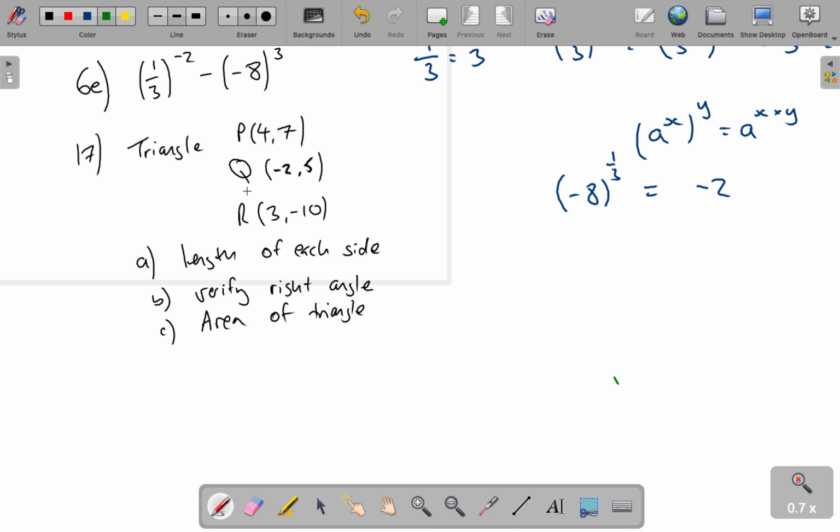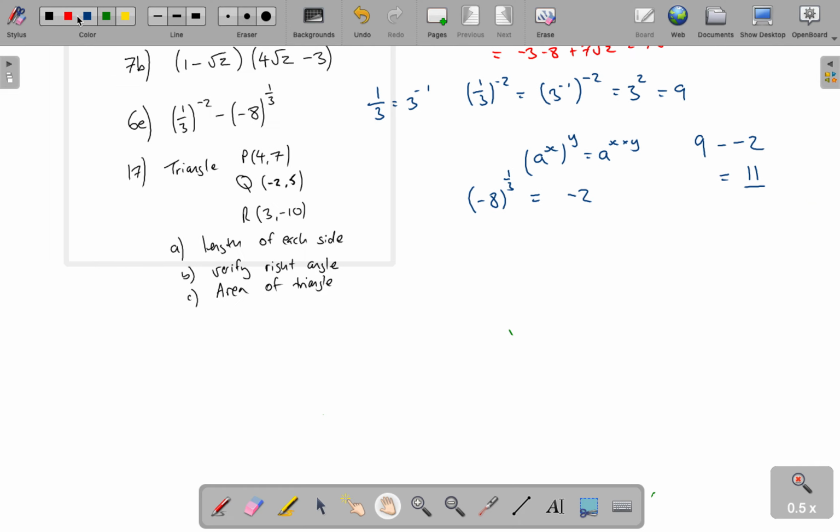The next question we have from a linear equations worksheet is this question here, where we've got a triangle PQR: P(4, 7), Q(-2, 5), and R(3, -10). Now here we're going to draw out our rectangle coordinate axes, and it's going to be a triangle.